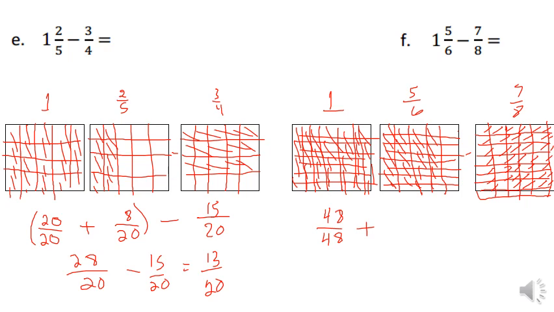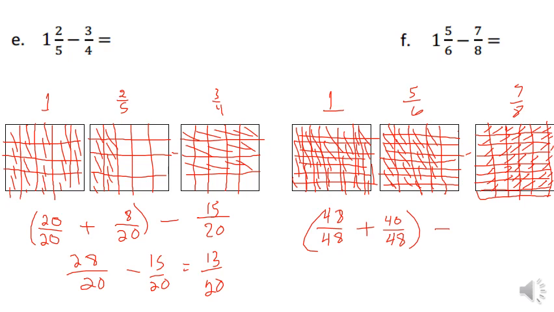And this is going to be 48 48ths, plus here we had 5 out of 6, so that's going to be 5 times 8, it's going to be 40 over 48.